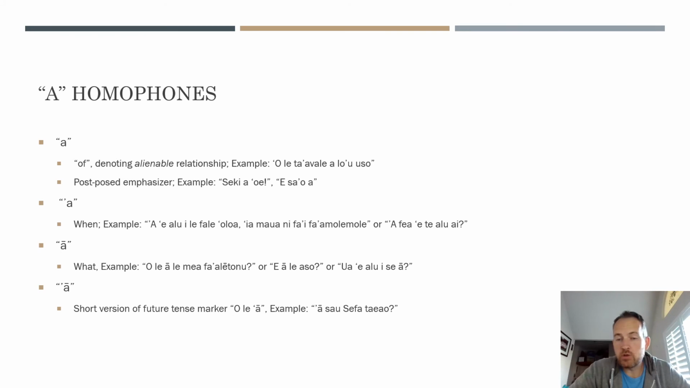So a can also be a post-pose emphasizer. You actually, again, if you grew up in a Samoan speaking home, you probably hear this all the time. So I don't even know if this is common slang anymore, but when I was serving my mission, everybody would say seki, sekia, and seki just means, hey, you're all set. It's all good. It's kind of what the slang would mean. Some people would even say sequelia. Anyway, you put an a after that word, and it's an emphasizer.